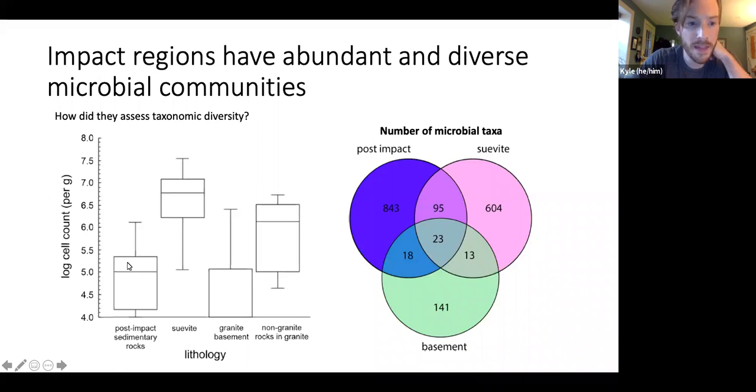So I see Beth has a question in the chat. Is the sedimentary rock fused at the point of impact, but increased in porosity at the fringes of the crater? Oh, that was Kamal.